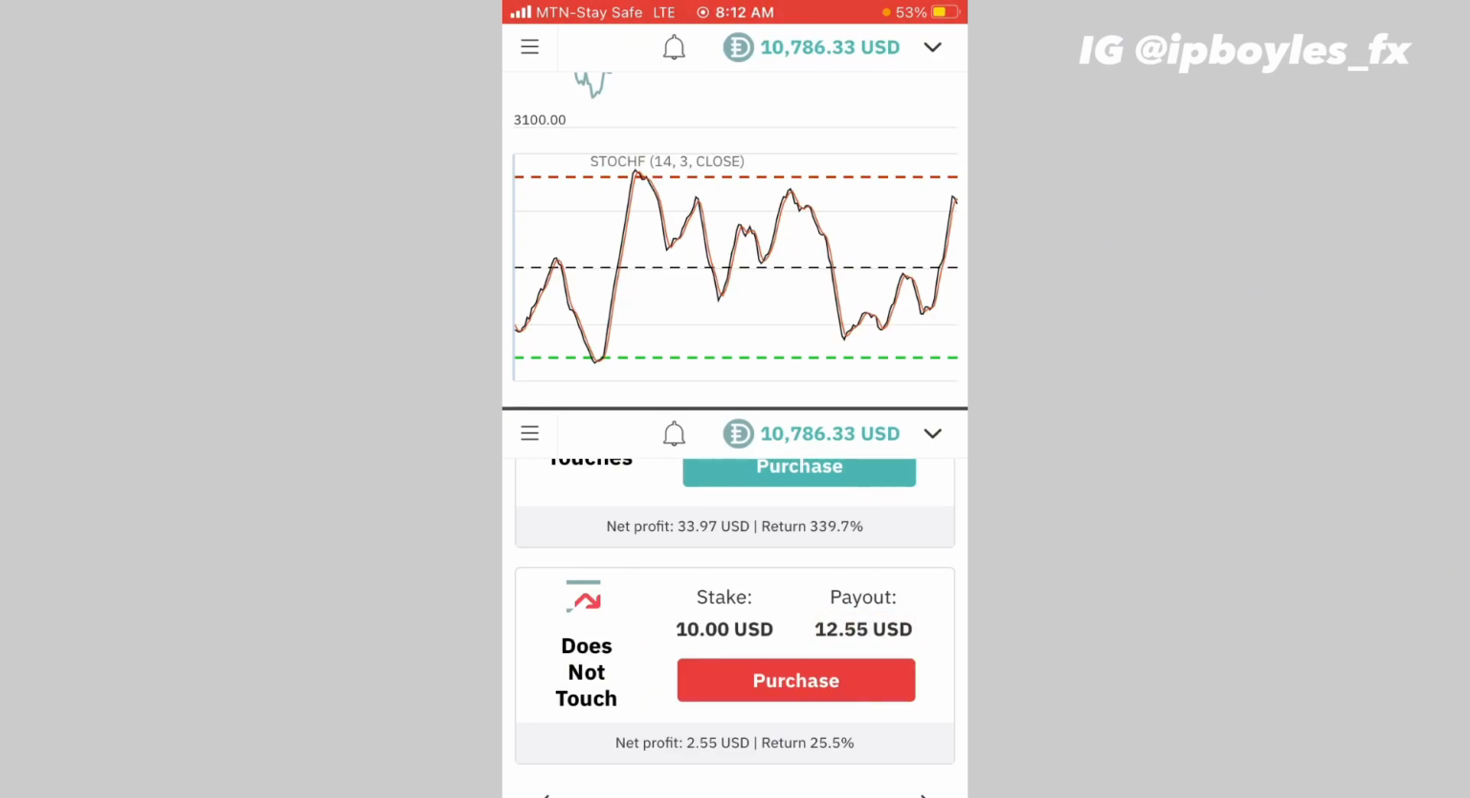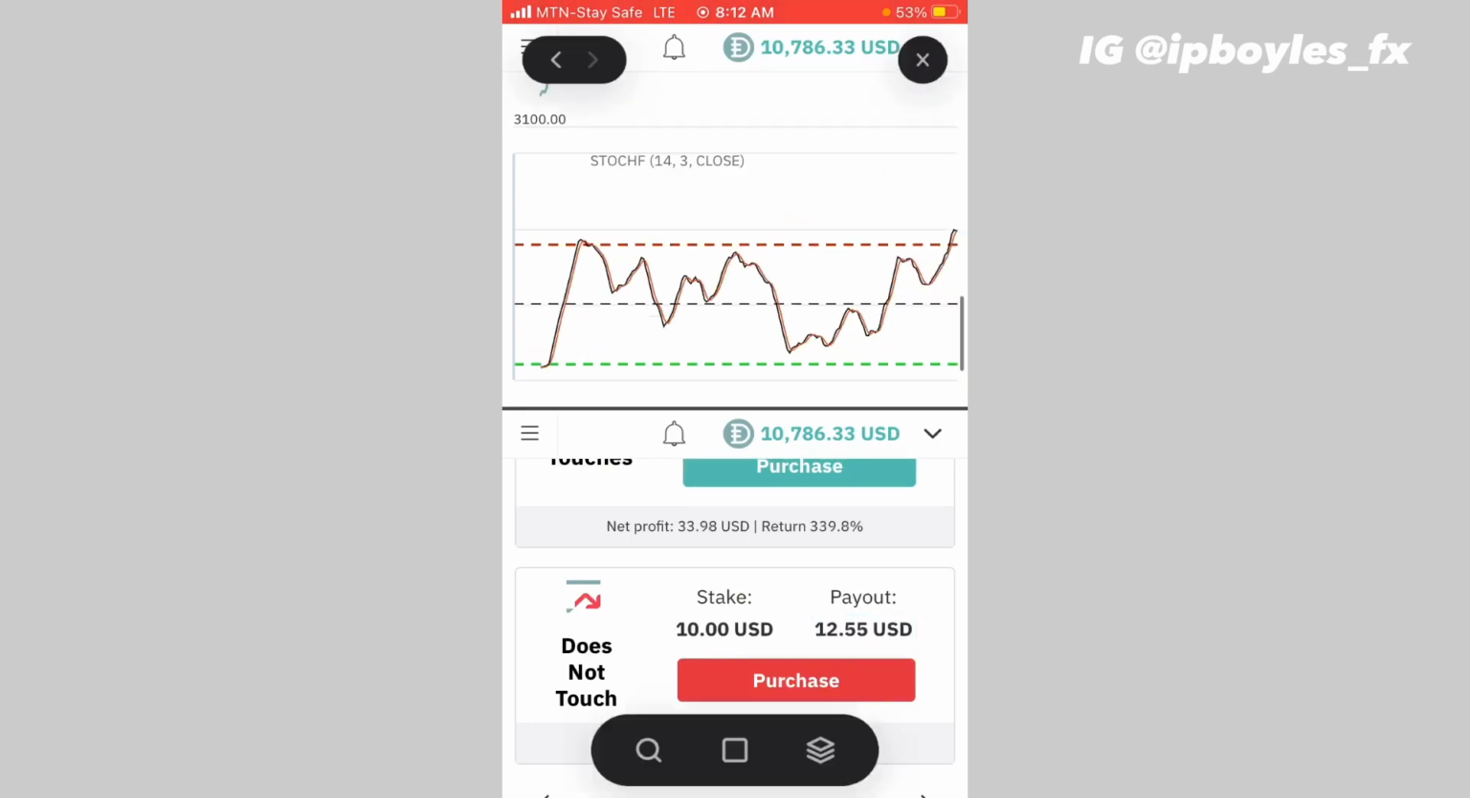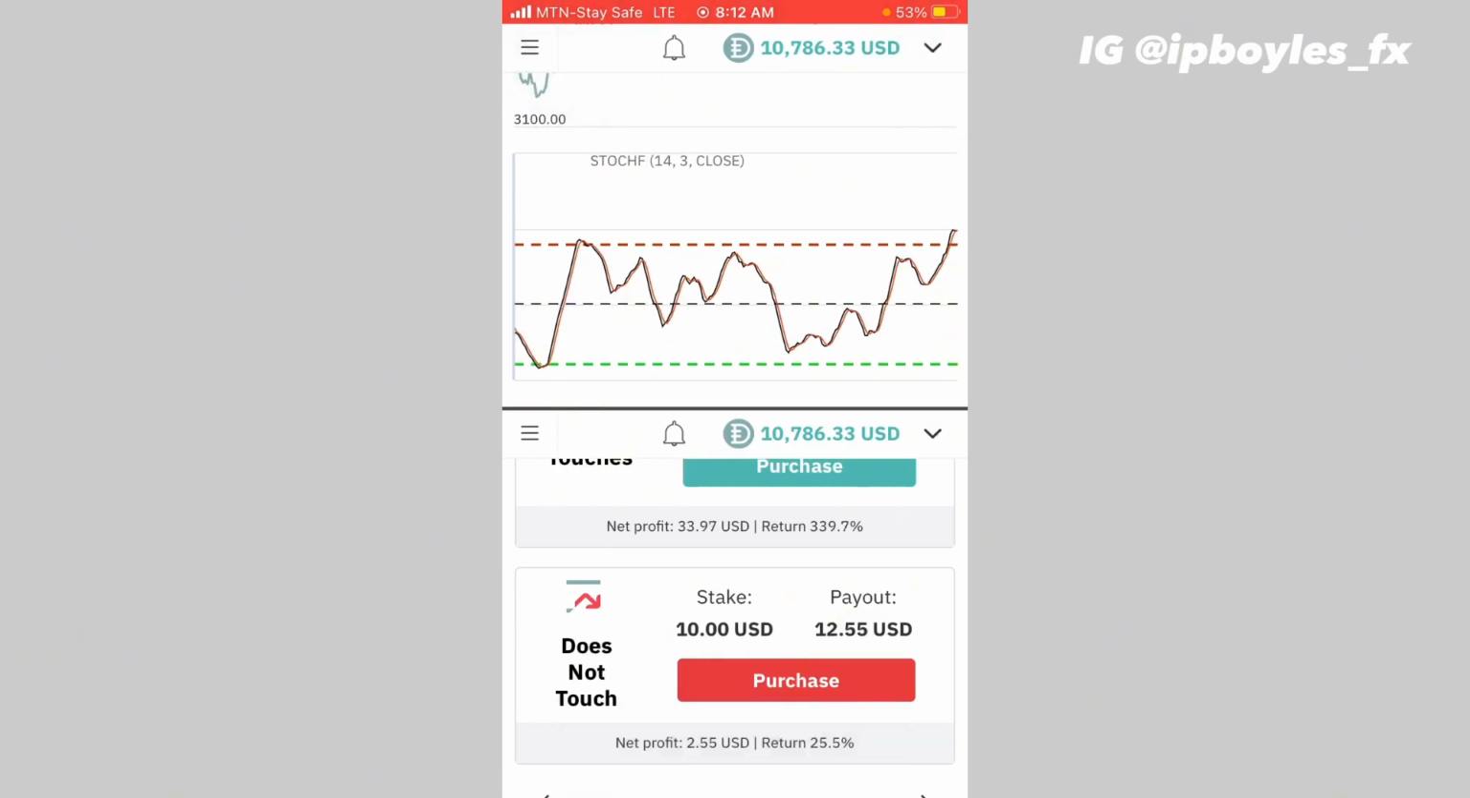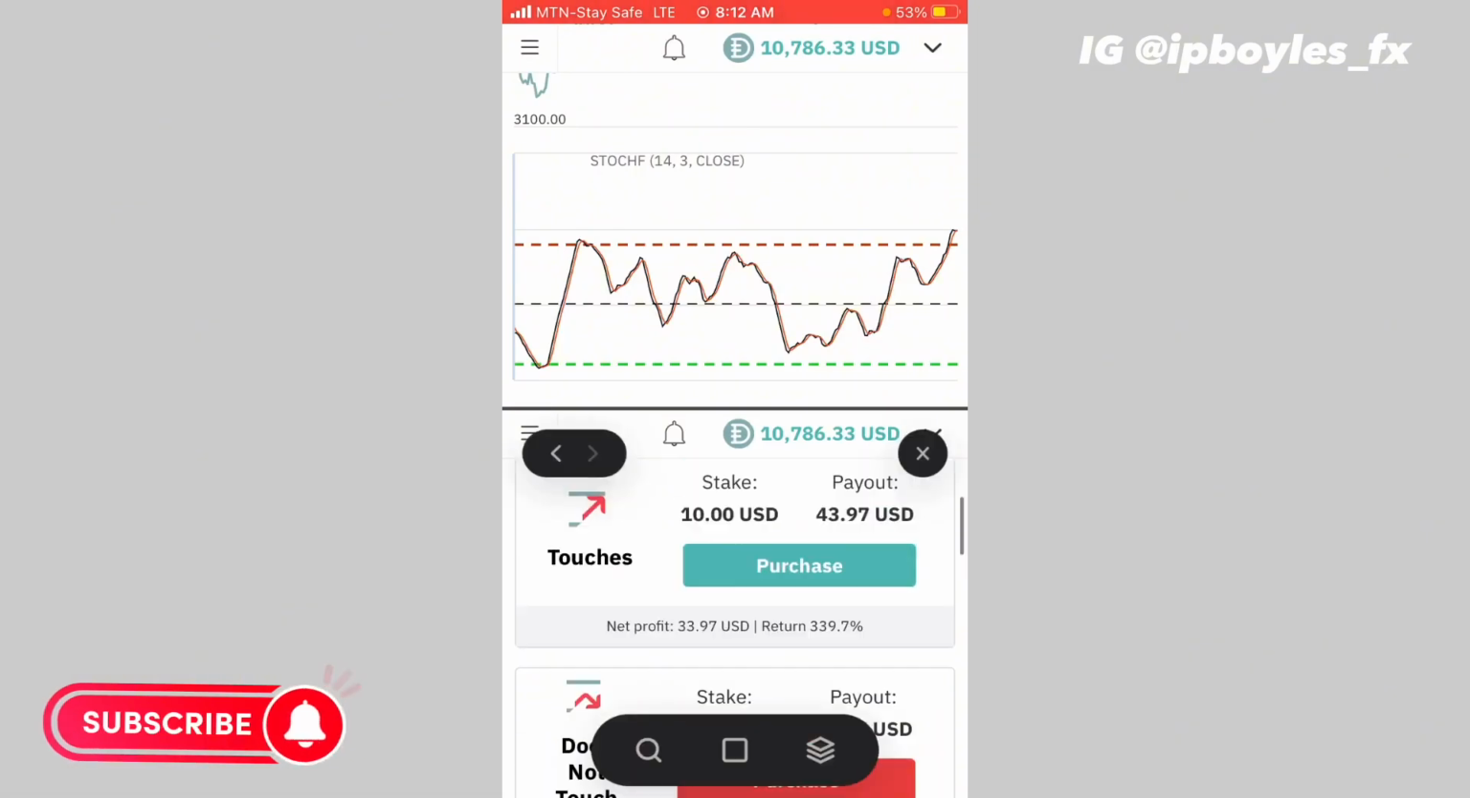They would like to delay the stochastic. Even when the indicator touches the green line, it will not even go up, it will go in the opposite direction. So this indicator remains secret. It's only those that have the PDF on how to set it up who know how to set this indicator up. So that's the benefit.